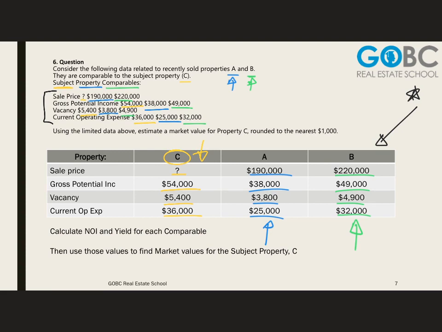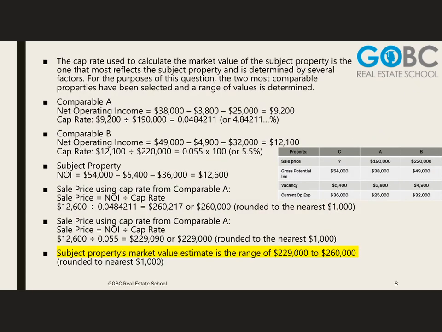And so when you figure out what data is related to which property, it's easy to know how to solve. All they want you to do is calculate the NOI and the yield for both of the comparable properties, because we have all of the numbers we need to do that, and then we use the NOI and the yield to find the market value for our subject property C, the thing that we're trying to price. Okay, so I've shrunken that table here into a much smaller version so it fits on the page, so that we can see what's happening with the values.